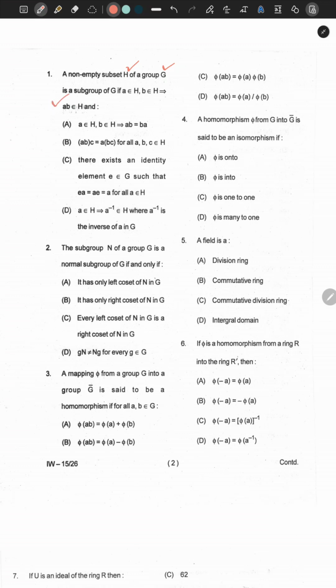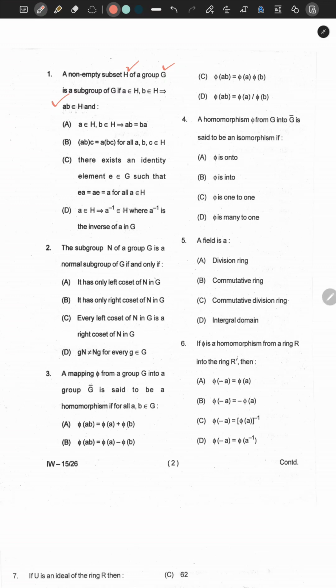But we know that for a subset to be a subgroup, it should fulfill two properties. One is the closure property and the second one is the inverse property. When a subset becomes a subgroup, it is also itself a group. Means the other two properties, one is the associative property and the other is the existence of the identity element, are satisfied vacuously, means obviously satisfied.